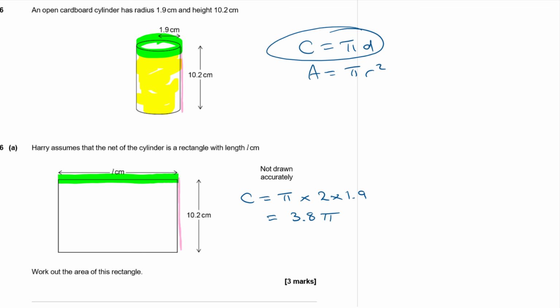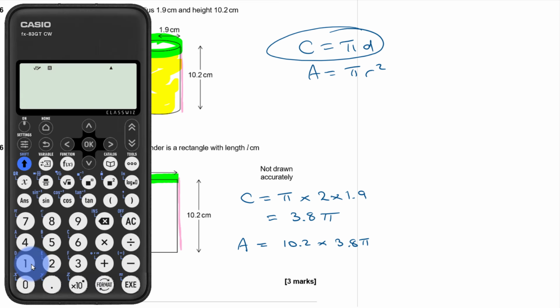And then, the area of the rectangle is going to be those two sides multiplied together: the 10.2 running down one side and the 3.8 pi running across the top. So I'm just going to times that together then. 10.2 times 3.8 times pi. That comes to 121, rounded to the nearest decimal place, 121.8.